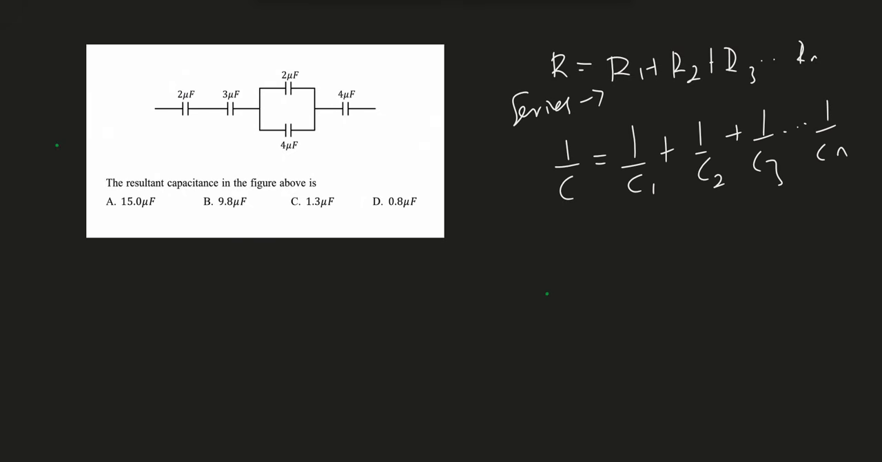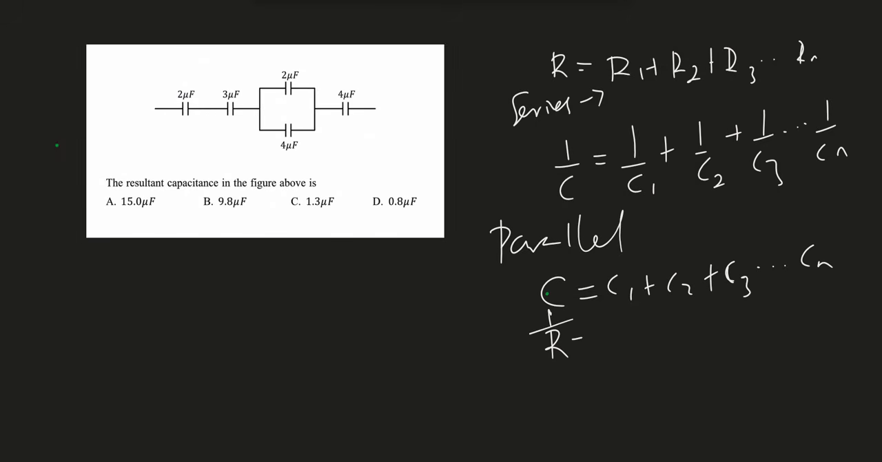Now, the same thing happens for the parallel ones. We have, okay, they added in parallel for capacitors. It is just like the series you have there, which is C1 plus C2 plus C3, and so on. So for resistors, adding them in parallel is quite different. That is going to be 1 over R1 plus 1 over R2 plus 1 over R3, and so on.